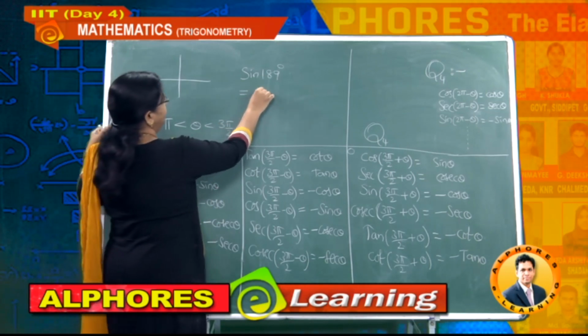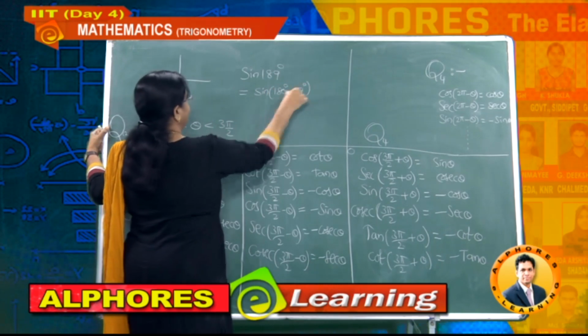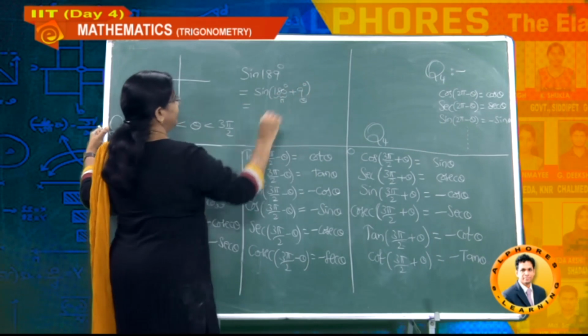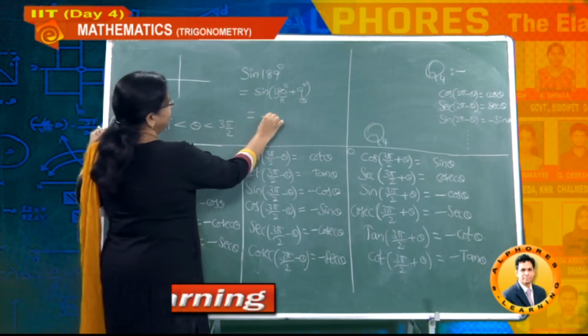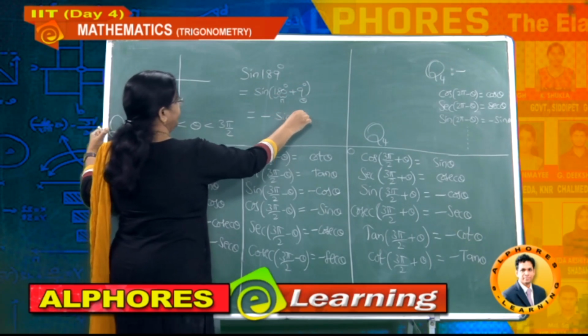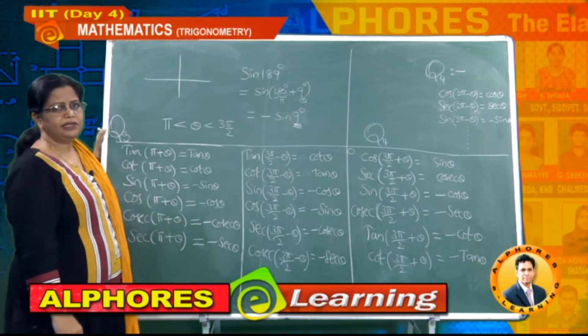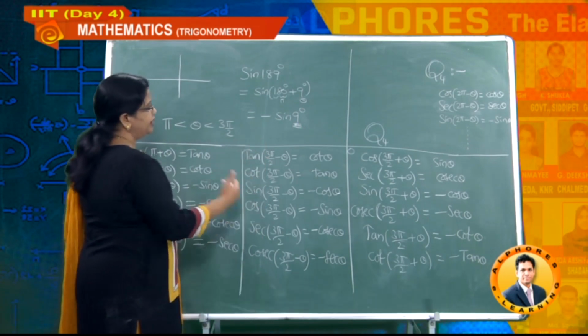So this value you can use as sine of 180 degrees plus 9, and hence now 180 degrees means it is pi and this is your theta. Therefore what is your answer here? Minus sine 9 degrees. Now 9 degrees is an acute angle, so the minus sign means a negative answer. In that way you can make use of it here.